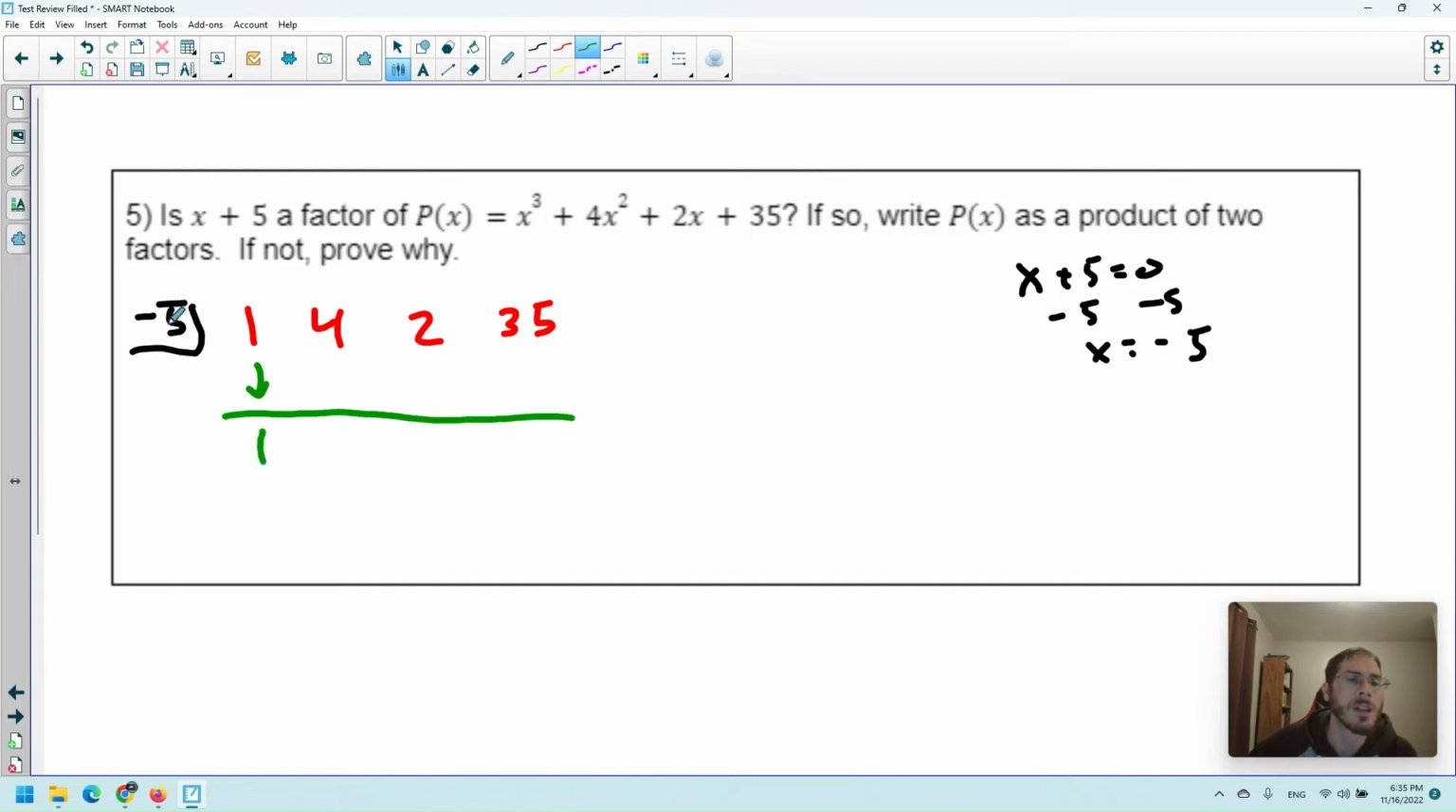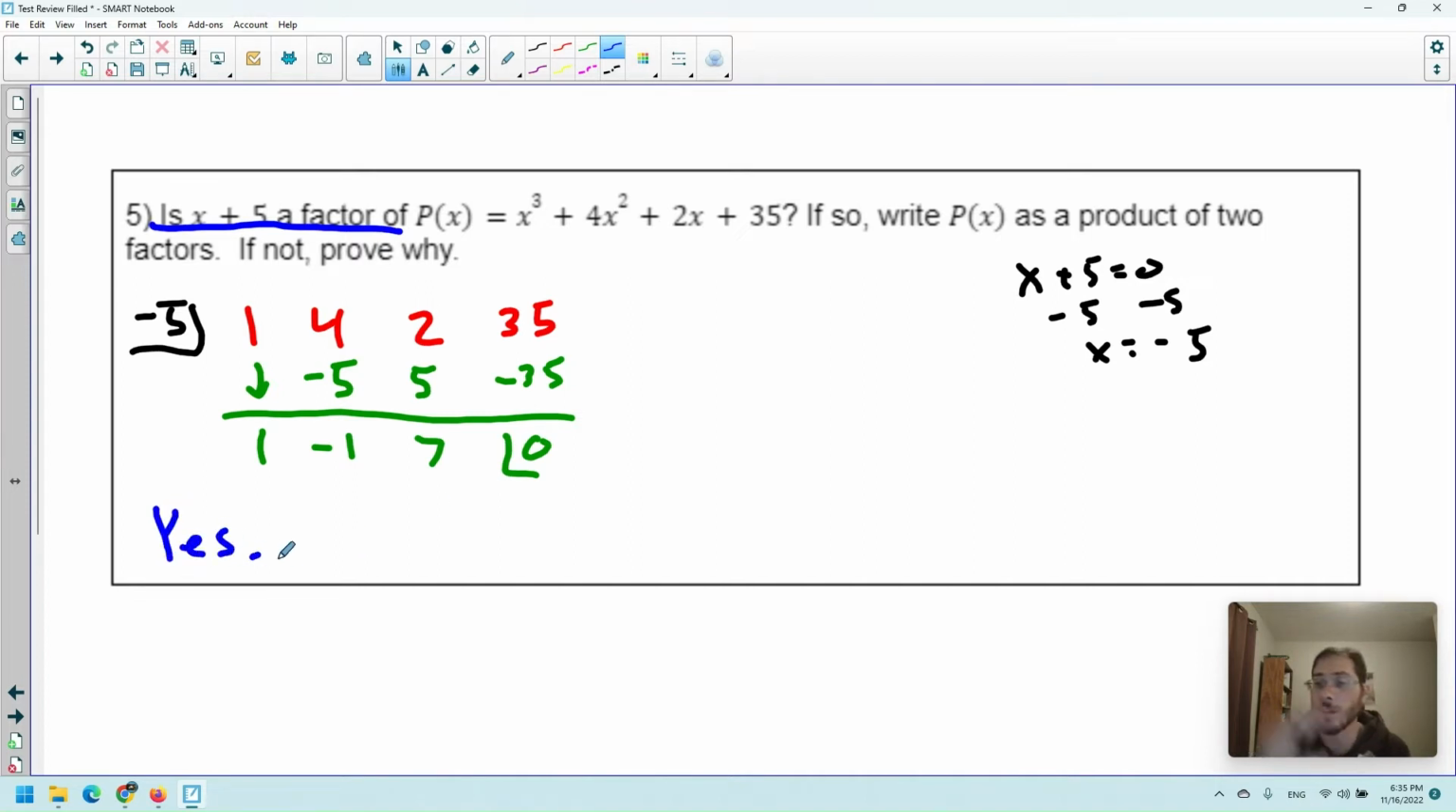That's standard. Negative 5 times 1 is negative 5. 4 plus negative 5 is negative 1. Negative 5 times negative 1 is 5. I'm getting ahead of myself. Add them up, we get 7. Negative 5 times 7 is negative 35. Add them up, and we get 0. So to answer their question, is it a factor? The answer is yes. Okay, so we've answered the question.